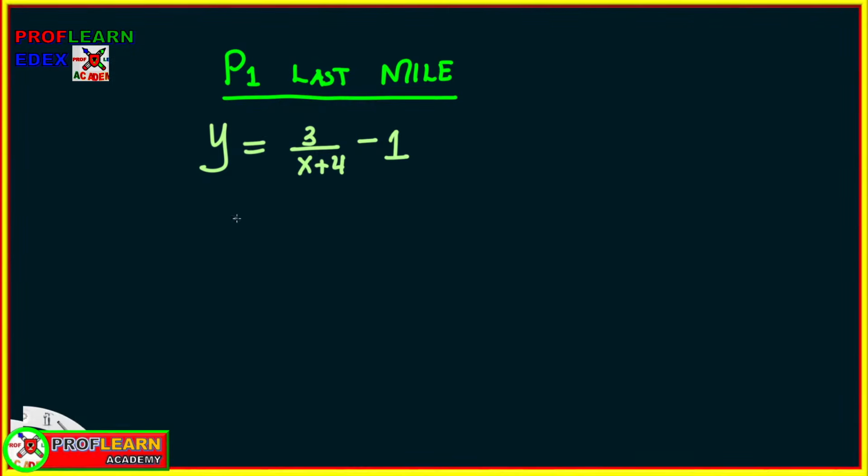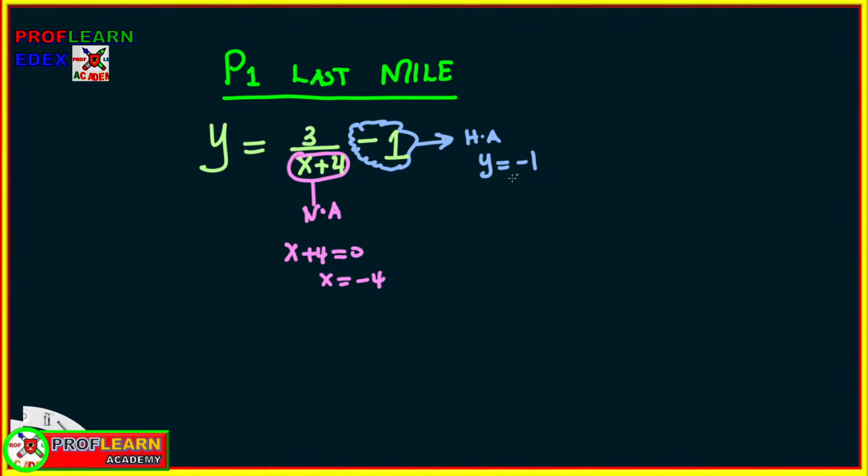So what we have said, this part will give us the vertical asymptote. Which means the vertical asymptote is going to be x plus 4 is equals to 0. So therefore x is equals to minus 4. That is the vertical asymptote. And this part that we have here, for this graph, is going to give us the horizontal asymptote. So that's going to be y is equals to negative 1.